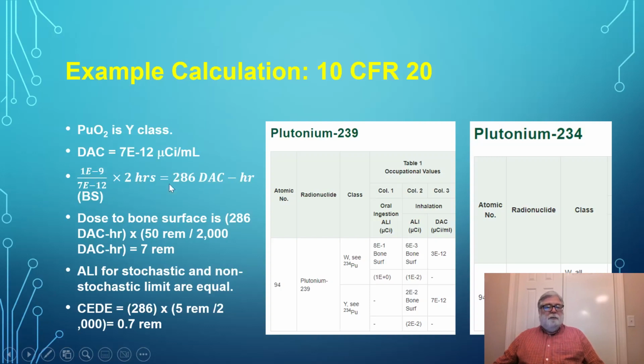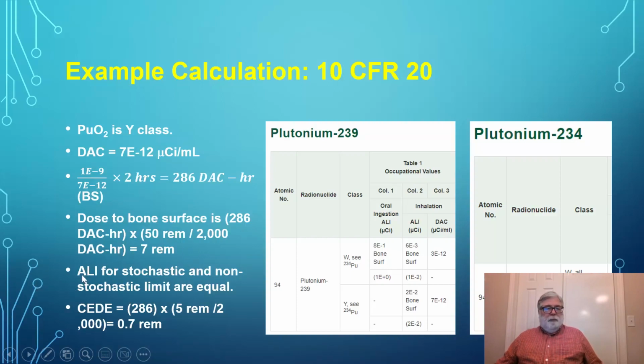We do this calculation, and we find out we have 286 DAC-hours to the bone surface, because that's what the limit is for. So what is the dose? Well, we take our 286 DAC-hours, and it's 50 rem for 2,000 DAC-hours. And so if we multiply 286 times 50 divided by 2,000, we get 7 rem. Okay.